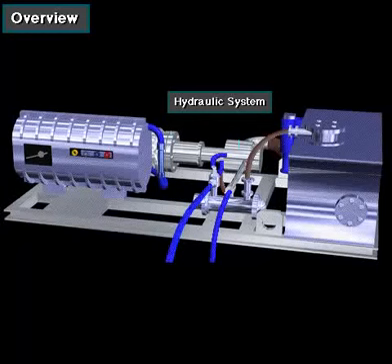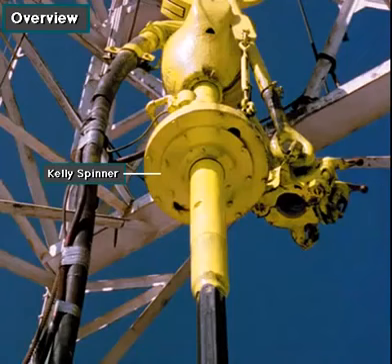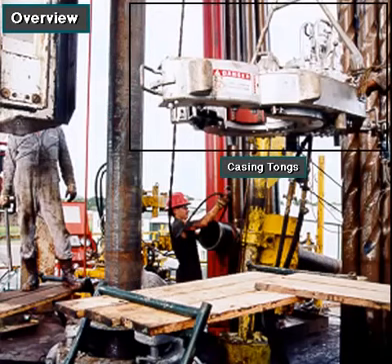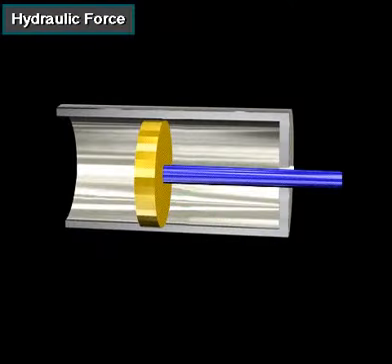Many tools use hydraulics to transmit power. Examples include the Kelly spinner, the iron roughneck, and casing tongs. Hydraulics is a means of transmitting power by pushing on a confined liquid.